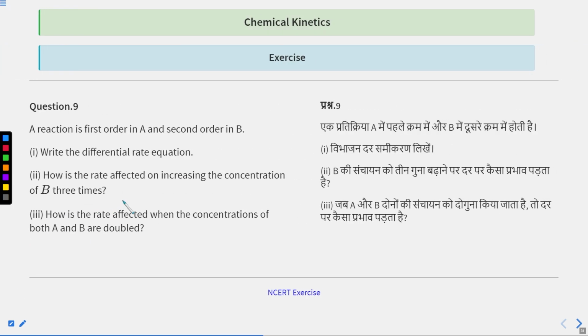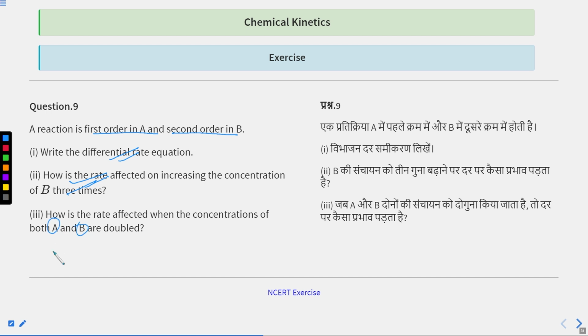Next, a reaction is first order in A and second order in B. We have to write the differential rate equation first of all. Second, how is the rate affected on increasing the concentration of B 3 times? And third, how is the rate affected if we double both the concentrations of A and B?